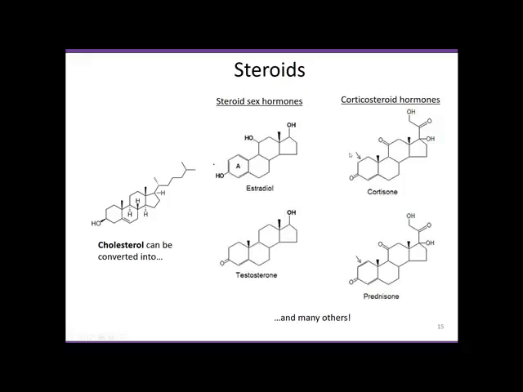Alright, so here's our steroid hormones. They are all derived from cholesterol. So cholesterol can be converted into our two classes of steroid hormones, sex hormones and corticosteroids. And here's estradiol, it's a form of estrogen. Here's testosterone. Look, they have those four fused rings. They look really similar to cholesterol. Here's cortisone, aka cortisol. Here's prednisone. And there's a lot more besides these, but they all share lots and lots of carbon and hydrogen and those four fused hydrocarbon rings.